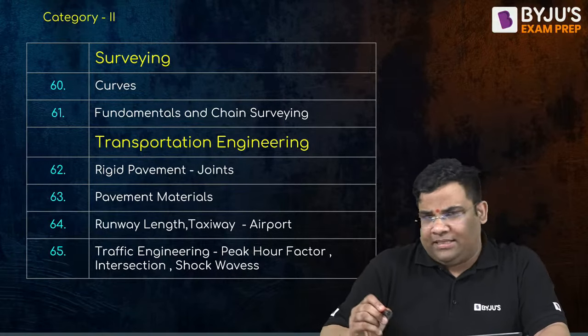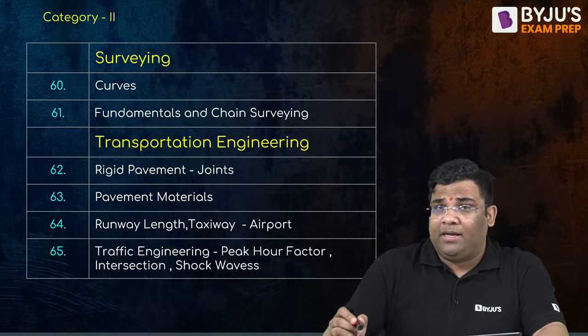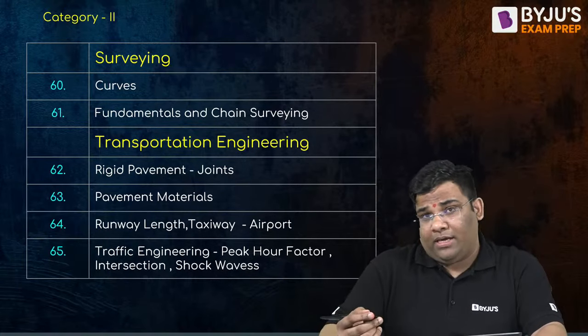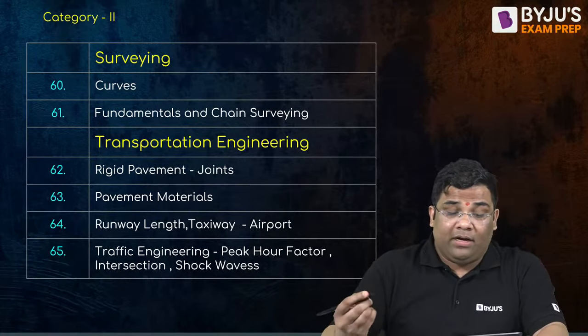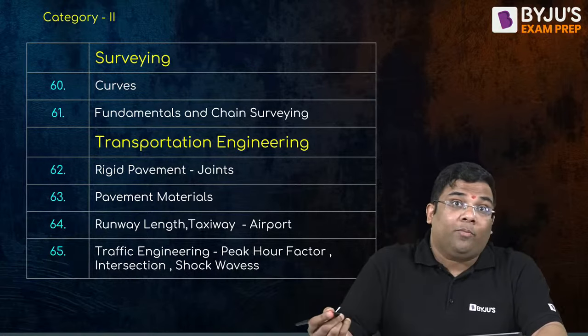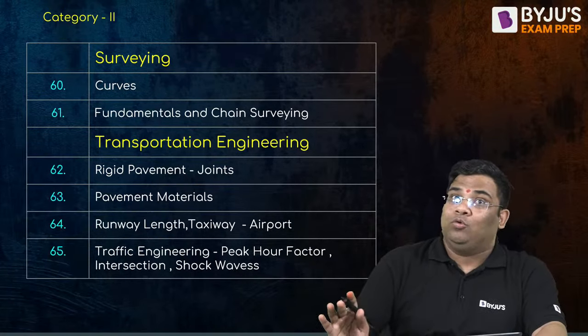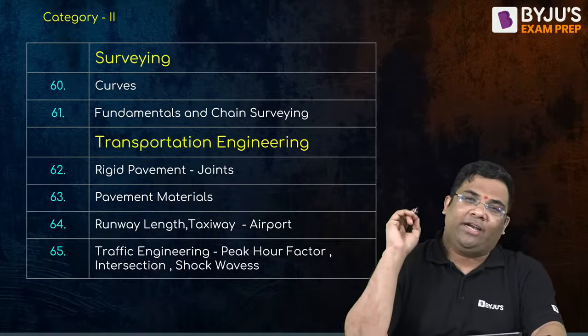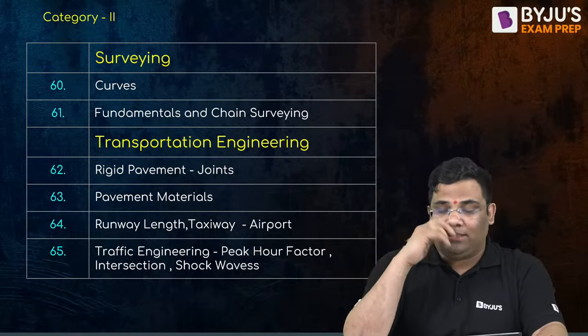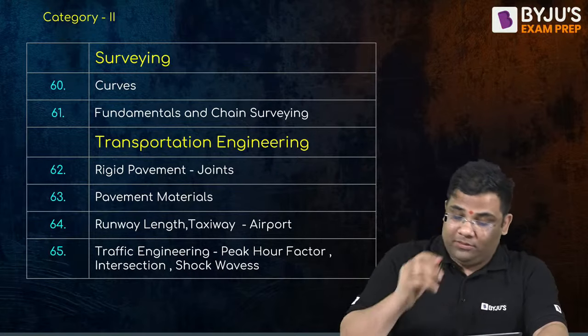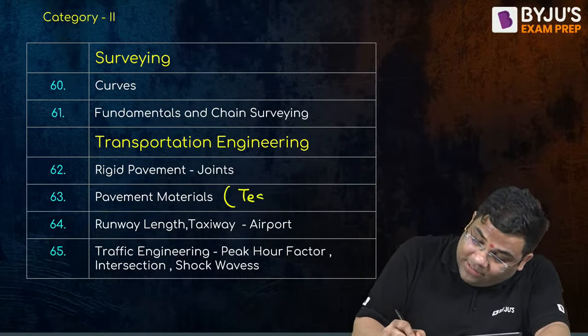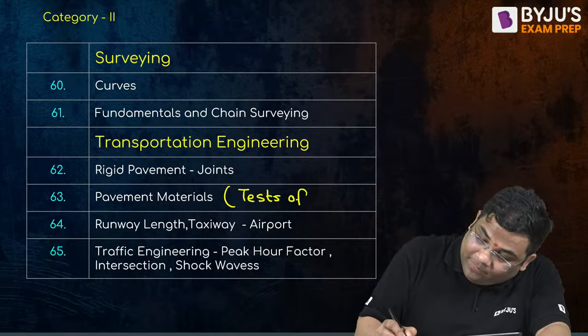Then fundamentals and chain surveying, right? The corrections in chain surveying, corrections in tape length. Okay, so all these things, correction measurement. They're the surveying category 2 topics. Then transportation, joints is category 2. Joints means what? Expansion joint and contraction joint, right? They're category 2. Yes. Then pavement materials, where we have tests of aggregate and bitumen.